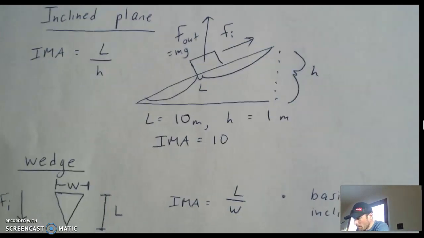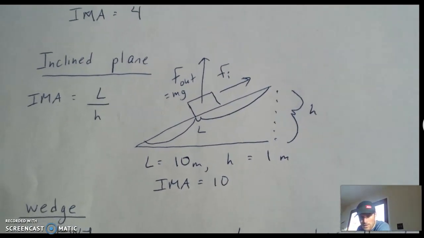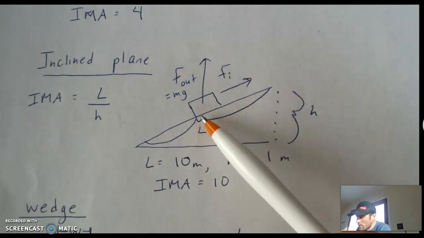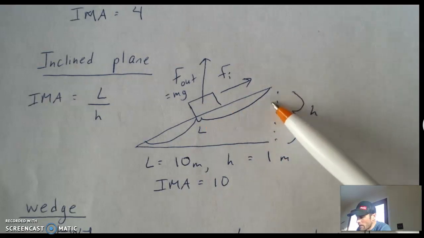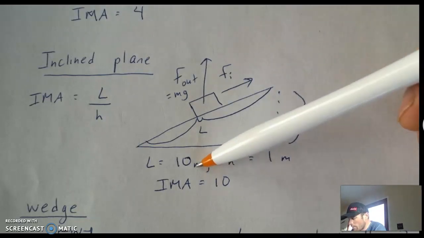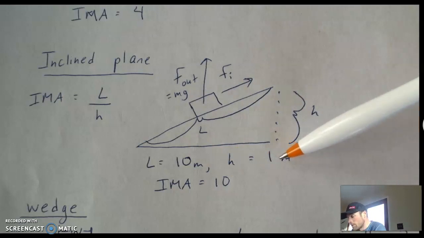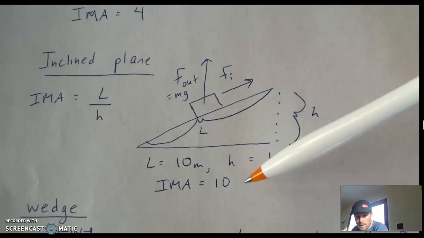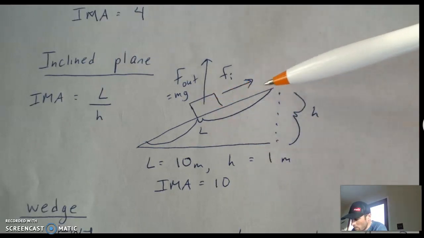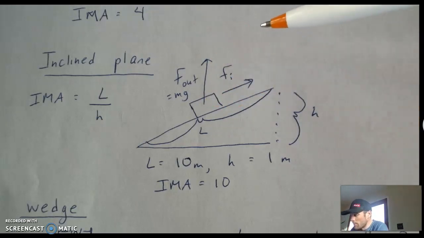The inclined plane, the way we figure that one out is we look at the ratio of the length of the slope here divided by the height that you actually move vertically up. And so let's say I had a length of 10 meters and a height of 1, you would simply divide 10 by 1, and your ideal mechanical advantage here would be 10. Your input force is going to be the force parallel to the ramp, and your output force is just going to be the weight of the object. So that's going to be equal to gravity.